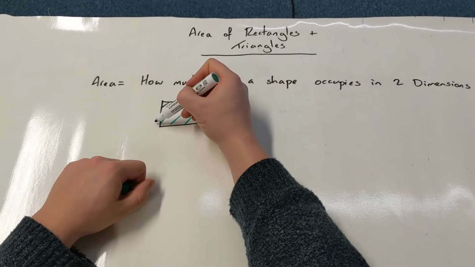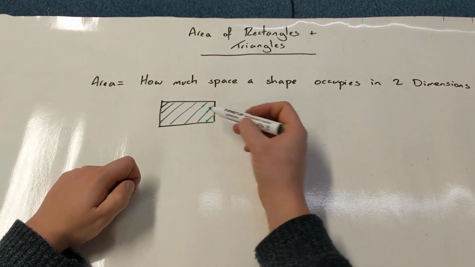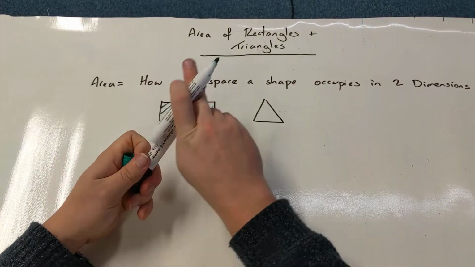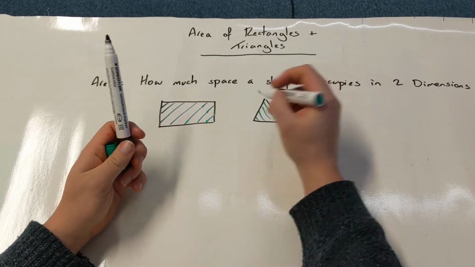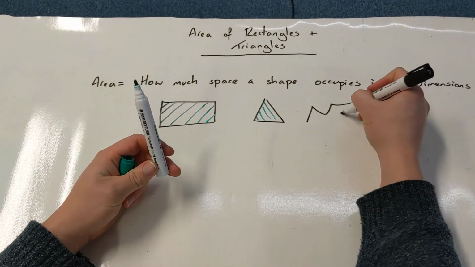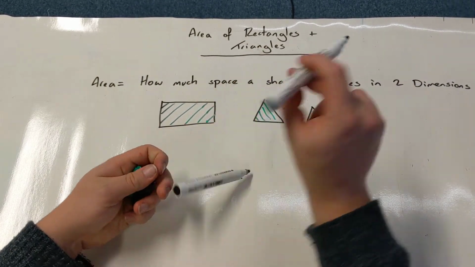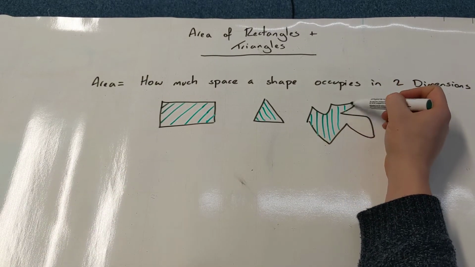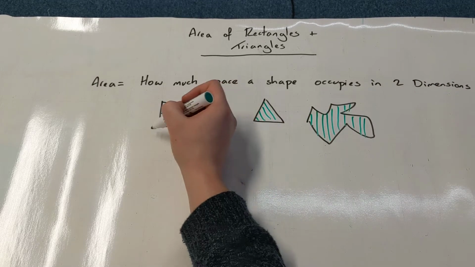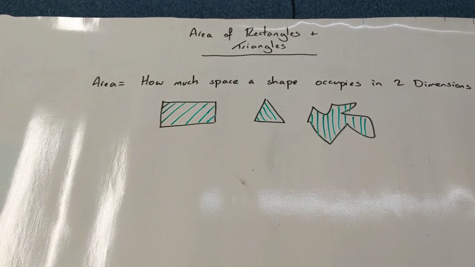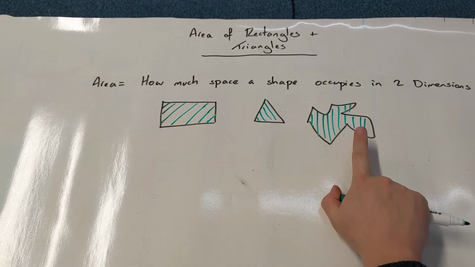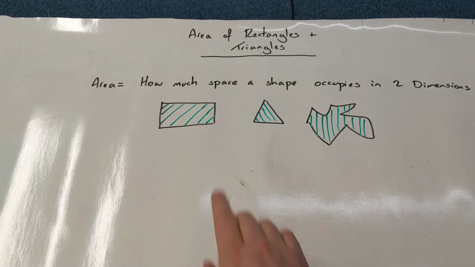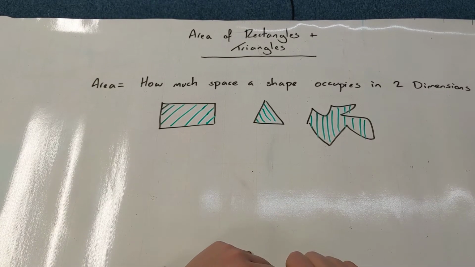So remember, perimeter was how far around the outside it was, and area is the inside of it. If I had a triangle, it's the shaded area inside it. Doesn't matter on the shape, your shape could be horrendous, but area is how much space it takes up in these 2 dimensions, this way and that way. Now, obviously, it's going to be very difficult to count up the area of a shape like that, so we're not going to. What we're going to be focusing on here is rectangles and triangles, which are much easier to do.